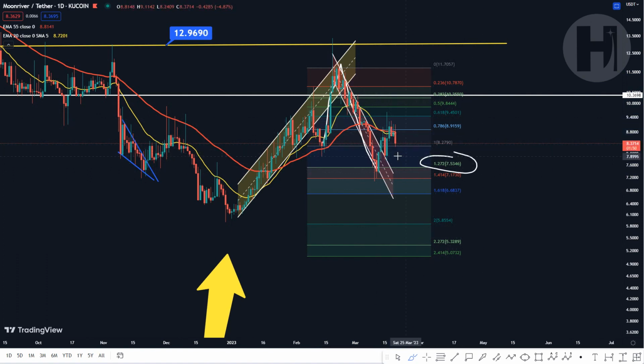So what we could be targeting is the 1.272 here, as it did show some strong support previously. So we might come back down, create a nice double top pattern, and continue on from there. That is a very strong possibility, and hopefully that is what happens, and we see continuation afterwards.